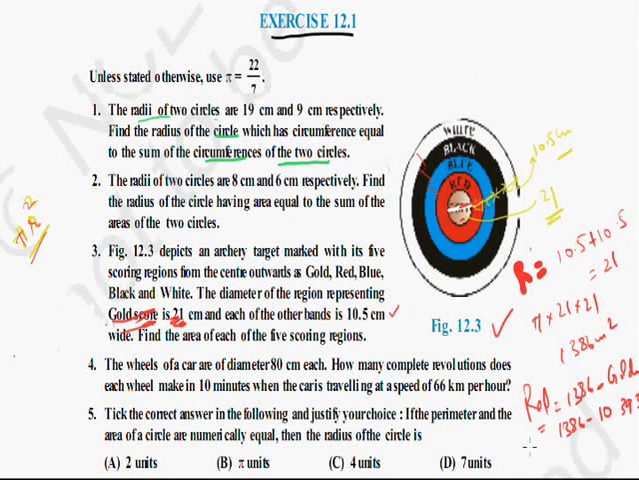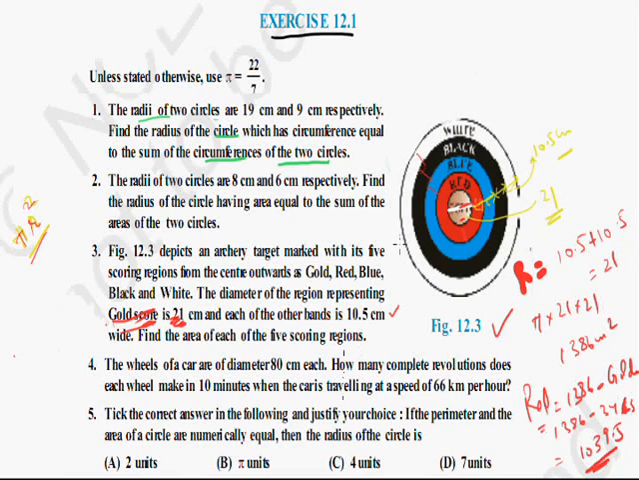Now when you subtract this, you get the area as 1386 minus golden region. 1386 minus golden region was 346.5. Now 346.5 subtracted from 1386 gives the area as 1039.5. Now this is the area of the red region, this particular region.